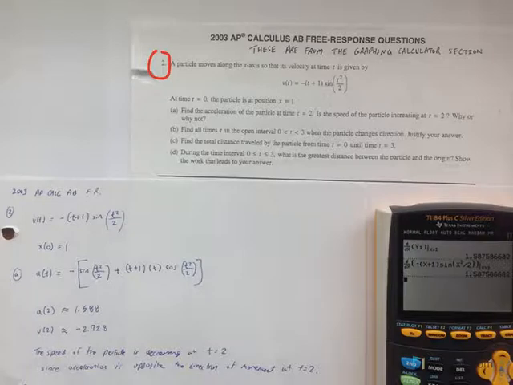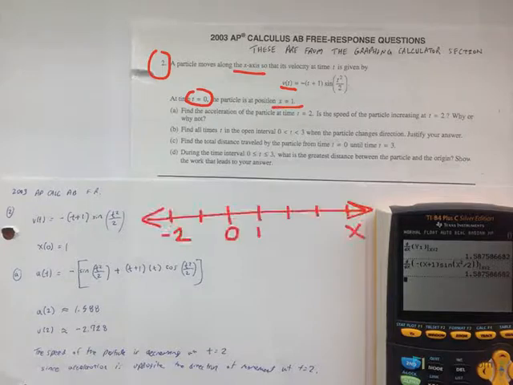A particle moves along the x-axis so that its velocity at time t is given by this function, v of t is equal to -1 times t plus 1 times sine of t squared over 2. We also know that at time t equals 0, the particle is at position x equals 1. So I've drawn the x-axis here, and we start with the particle at this location at t equals 0. And we have some questions about the motion of this particle. So let's read the questions.